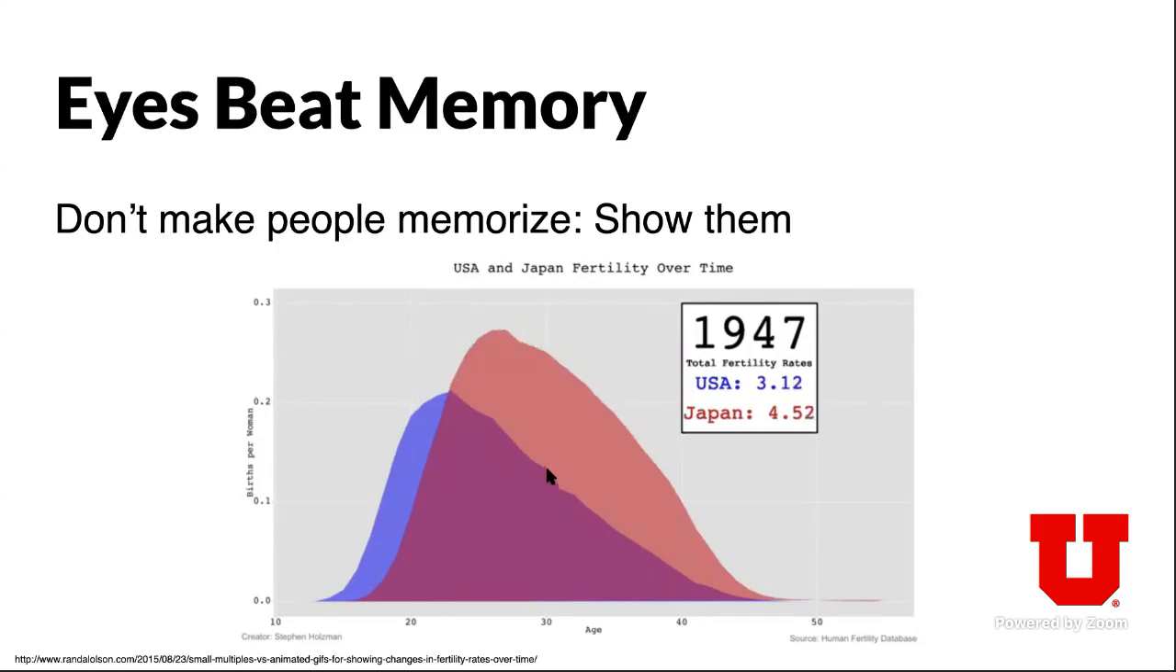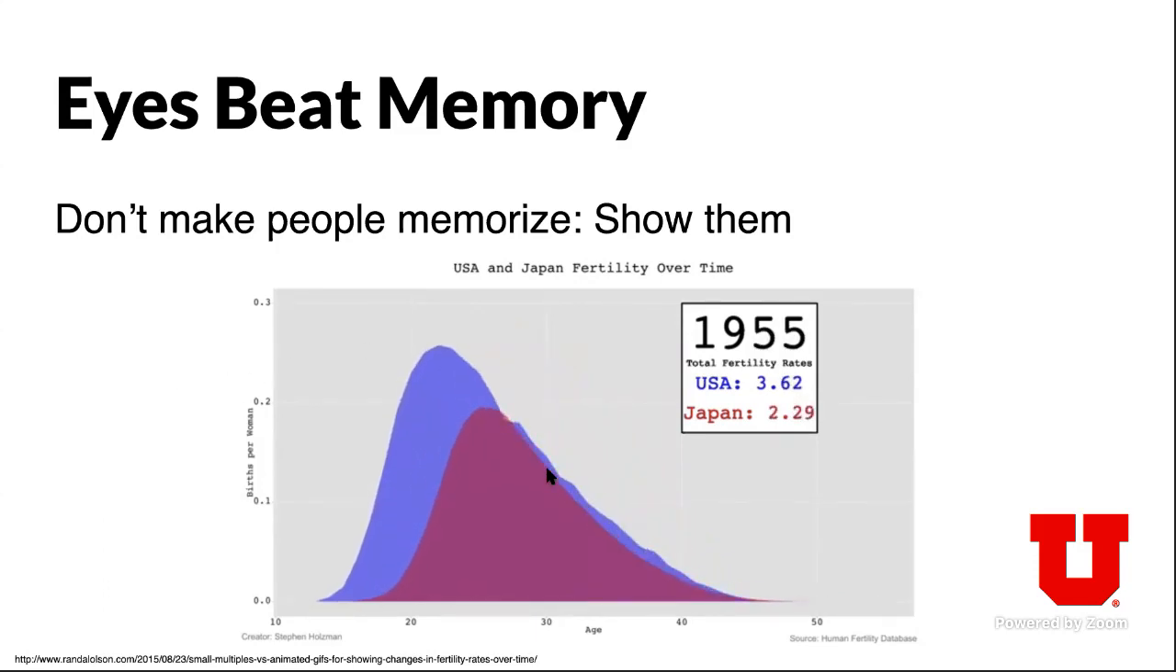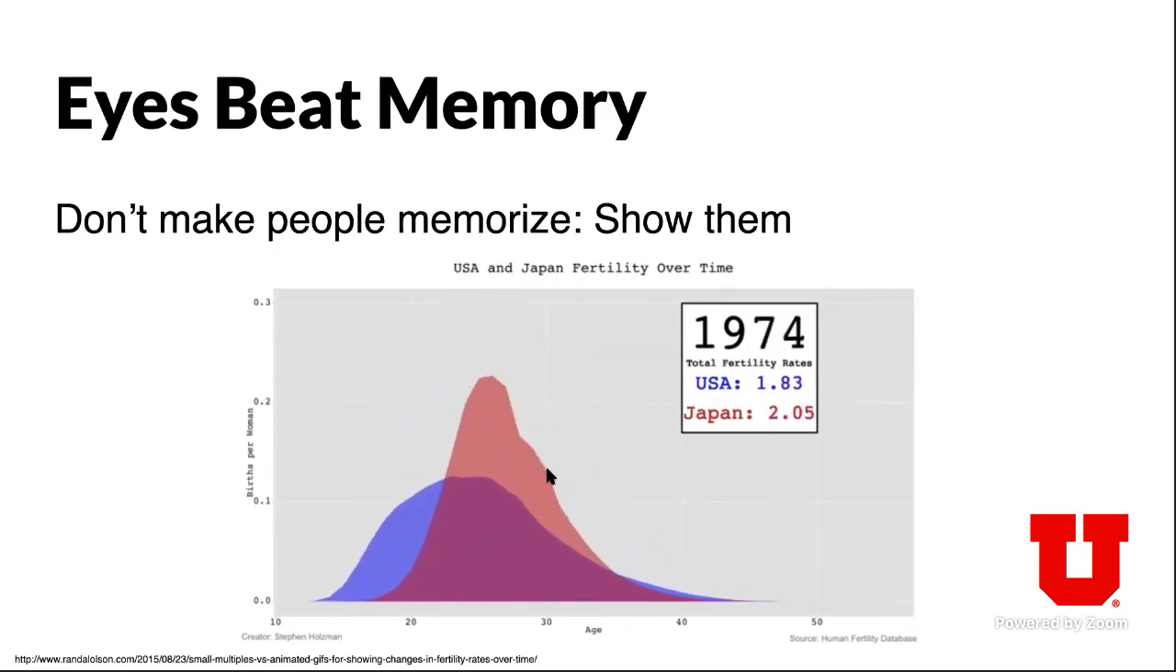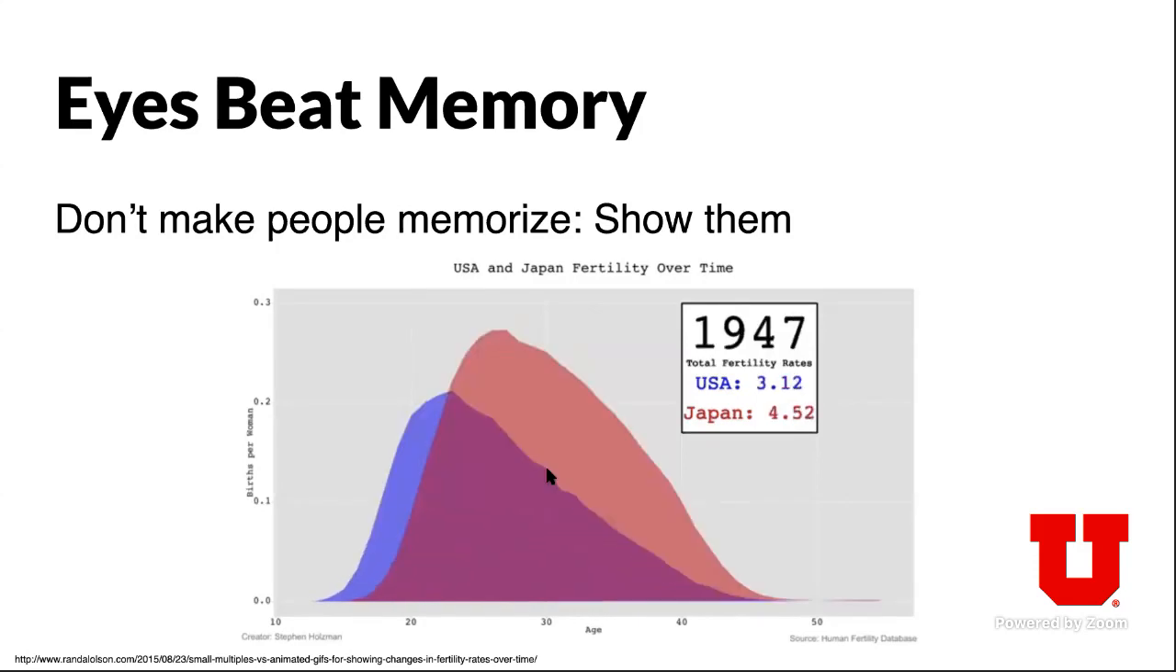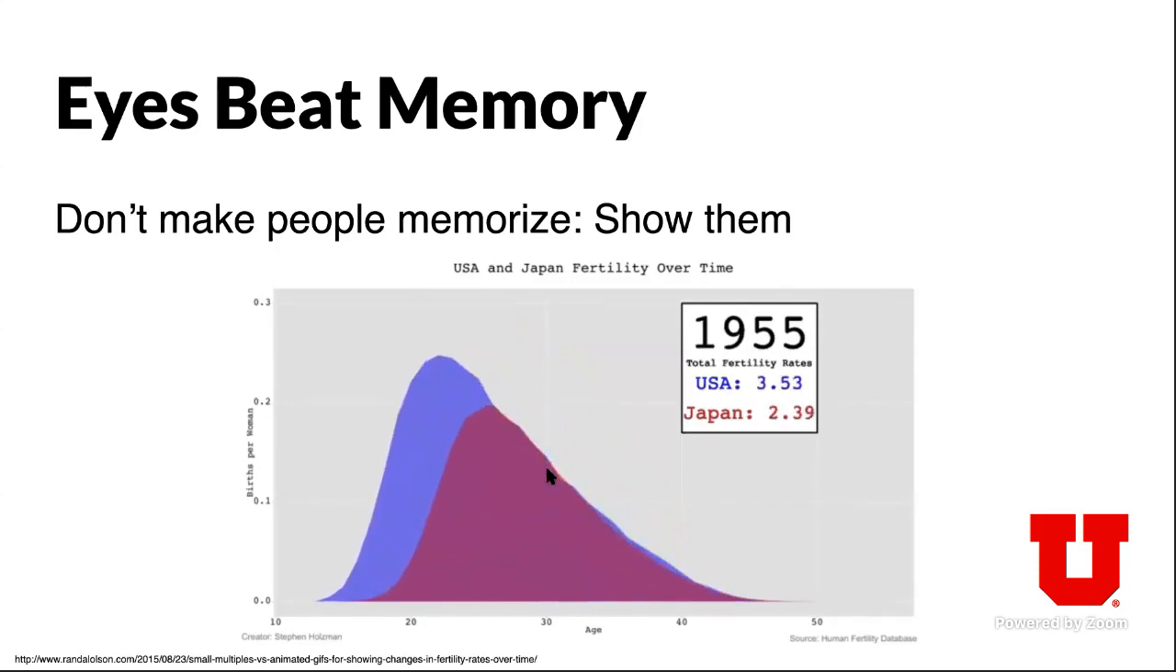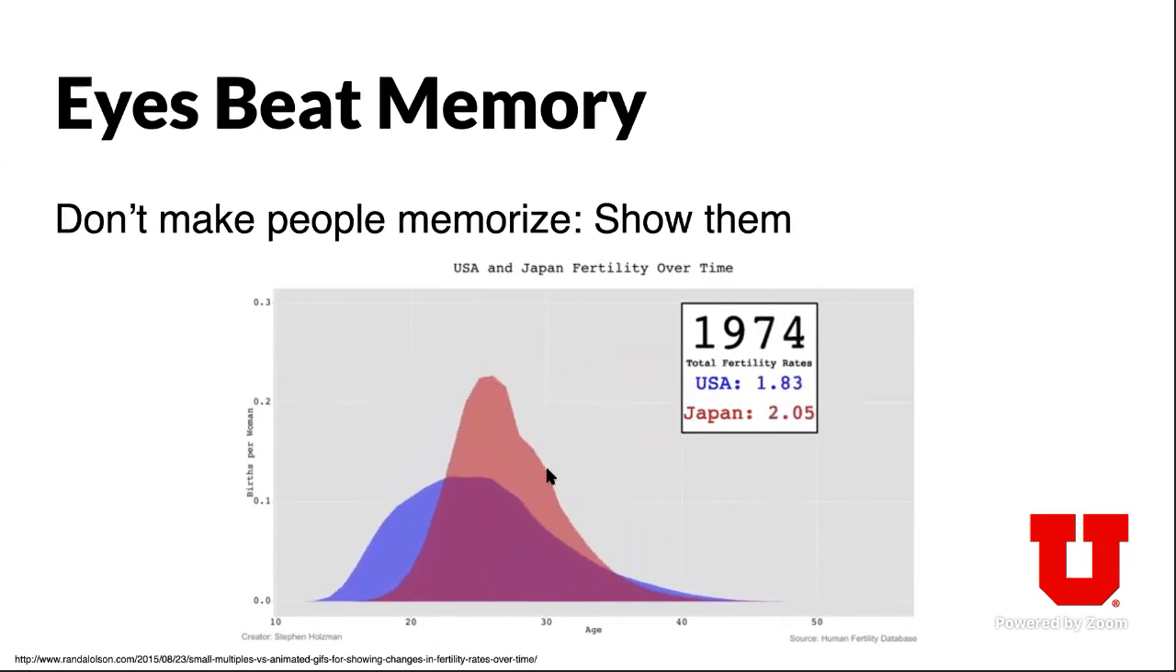This is an animation that I can run about the fertility rate in Japan and in the United States over time. I forget exactly, but it starts in the 1940s and goes until recent years. And it shows us the total fertility rate under the curve here. We have births per woman on the y-axis, and then we have the age at which the women had the child on the x-axis, right?